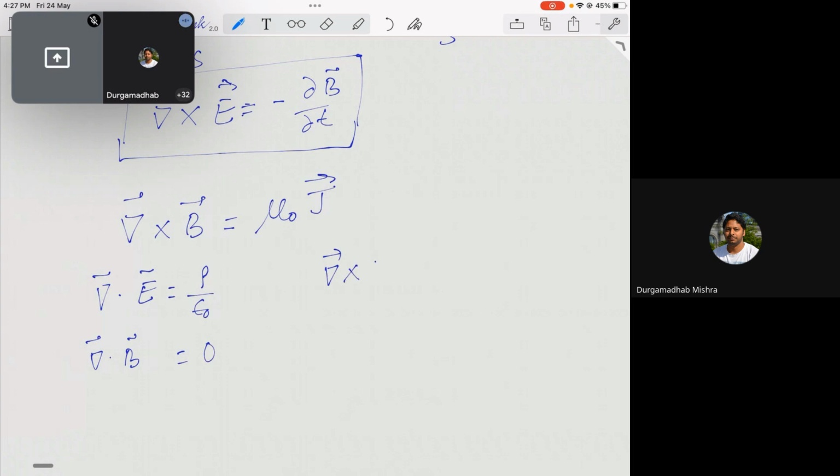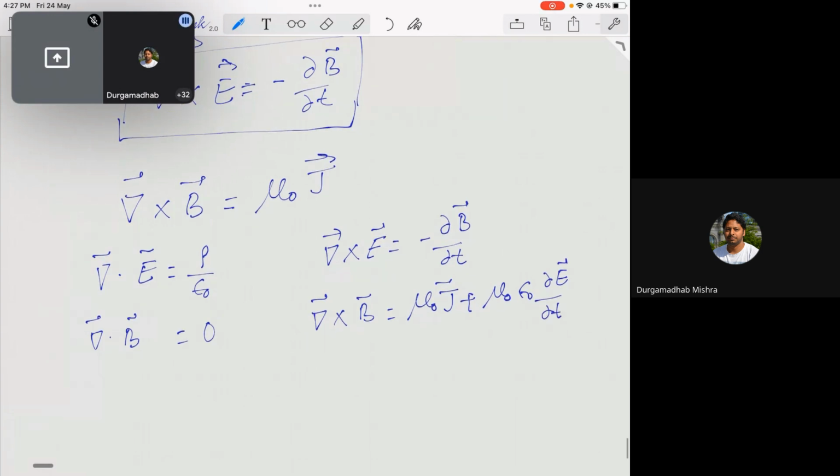Del cross E, what we saw just now, is minus del B by del T. Then curl of B is mu naught J plus mu naught epsilon naught del E by del T. So now the question arises: why did Maxwell have to add this term, so that you can say Maxwell's equations are complete? Why do we need this extra term? We know from Ampere's law that curl of B is equal to mu naught J. But why do we need this?